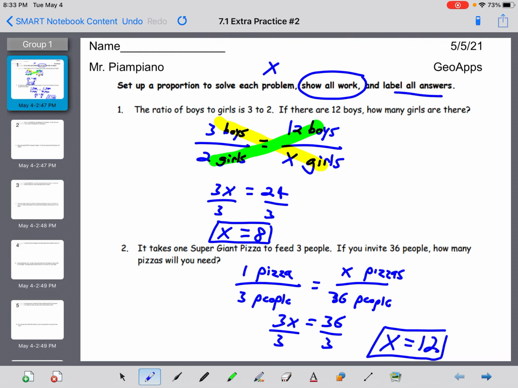Okay, last part was they want you to label the answers, okay? Well, 8 girls, 12 pizzas.